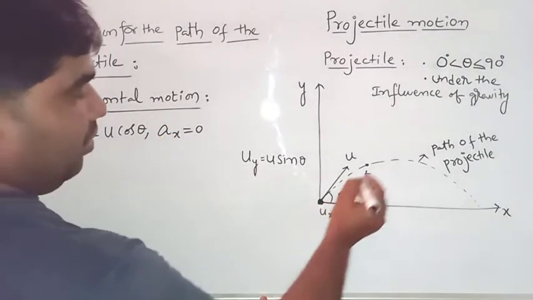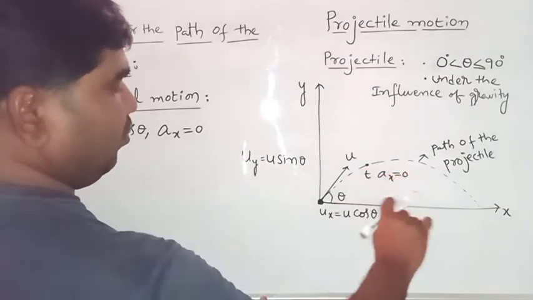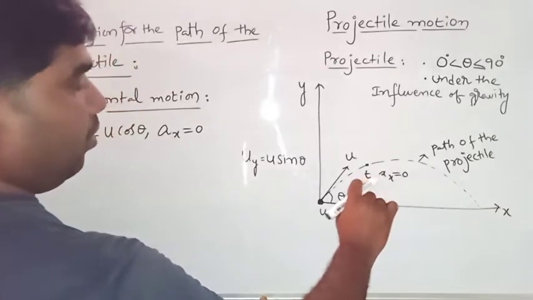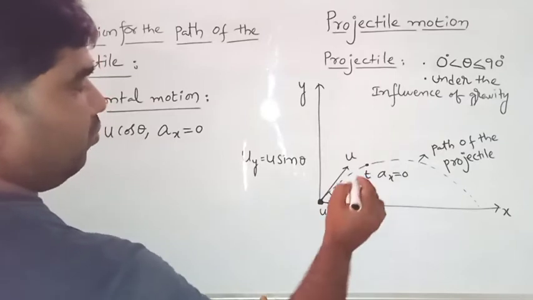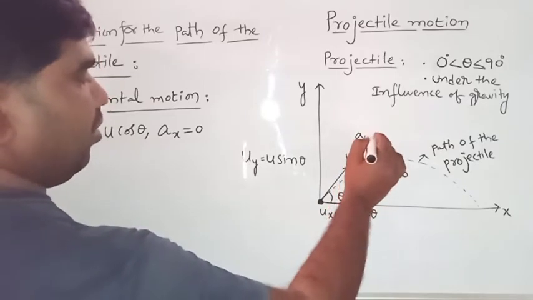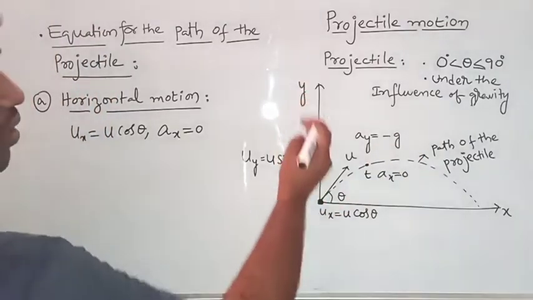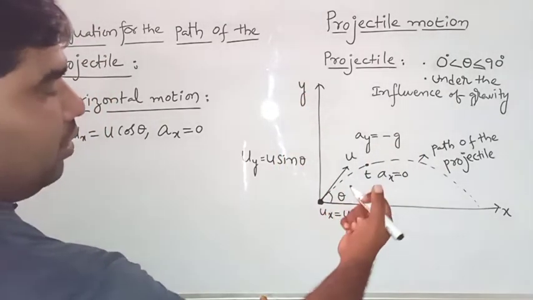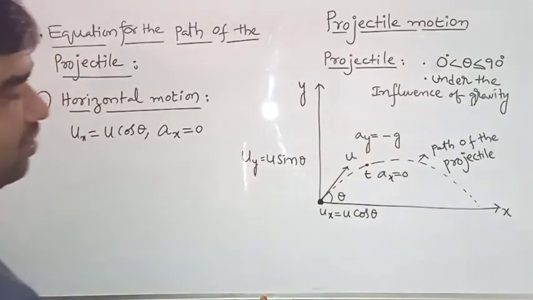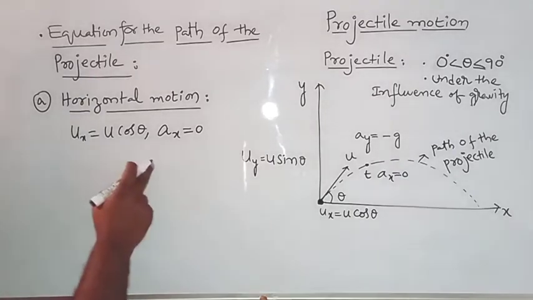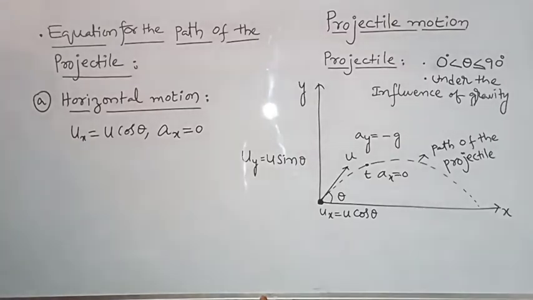Acceleration along x-axis is 0 because no one is pulling. But along y-axis, if you observe, Earth is pulling the object in the downward direction. Acceleration along y-axis is minus g. Because the object is moving upward, the gravitational pull is acting downward. That's why acceleration along y-axis is minus g. Now after some time t, what is the displacement in a horizontal motion?